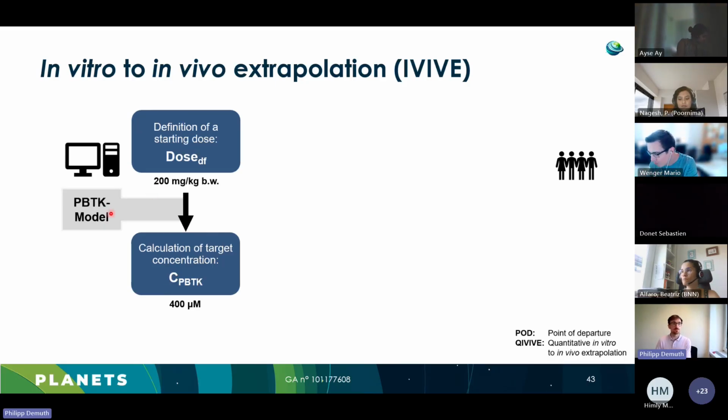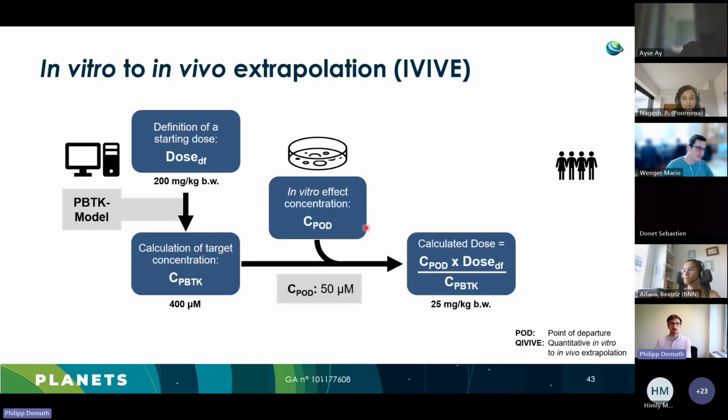And this could be, for this particular example, 400 micromolar. We then would take our in vitro effect concentration, so what we measure in our, for example, cytotoxicity assay, and this in our example is 50 micromolar. We can then use the rule of 3 to calculate to which external exposure this in vitro test concentration would relate. In our case, in our example, this is 25 milligram per kilogram body weight.